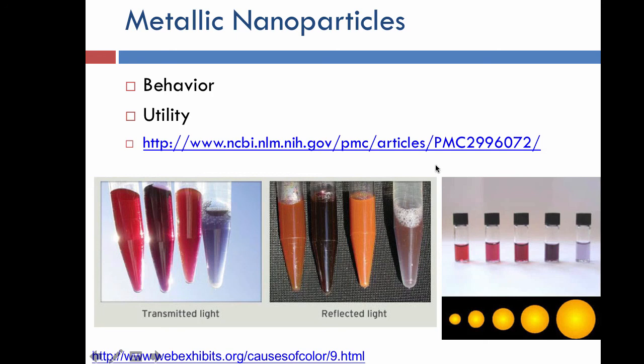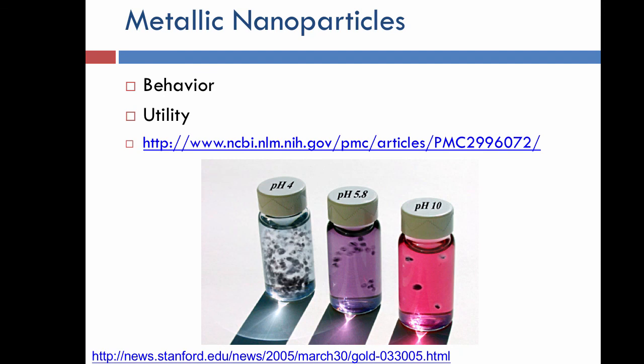Now, where is this useful? Well, this is useful in enhancing contrast in some cases, especially when they're functionalized. It is also useful in treating certain diseases. And so if you're interested in this, this is a great term paper topic. Now, I want to talk about one other example or one other picture here. This is three vials with different nanoparticles, as well as you can see indicated here, different pH values.